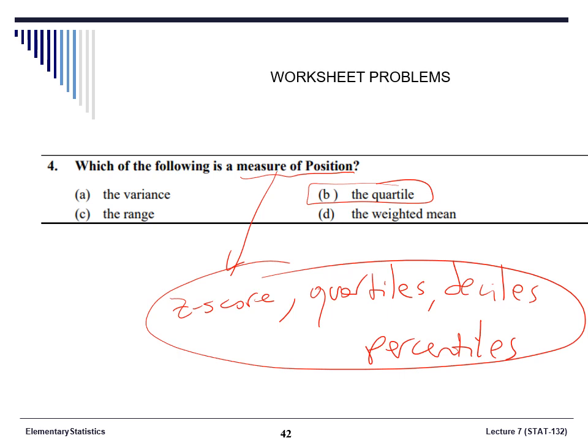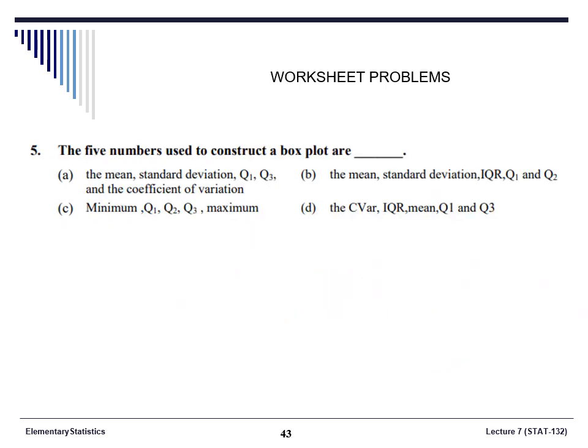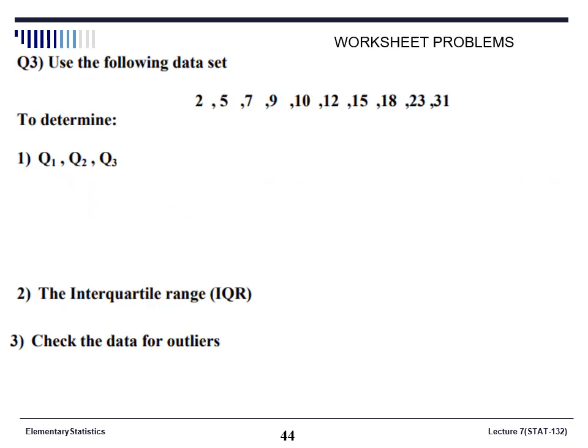So we have seen the measure of central tendency, and we have the other ones. The 5 numbers used to construct a box plot are the 5 number summary. So it will be this one now. This is easy: Q1, Q2, Q3. Now let's use the following data set to determine Q1, Q2, and Q3, the quartiles.